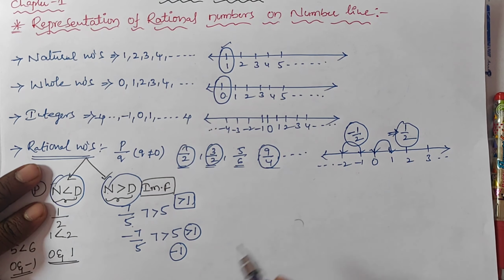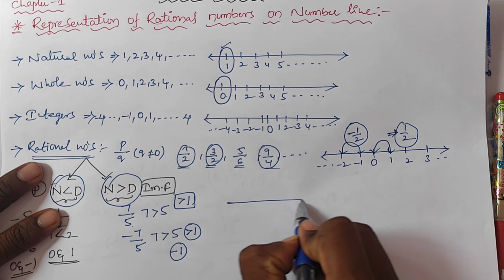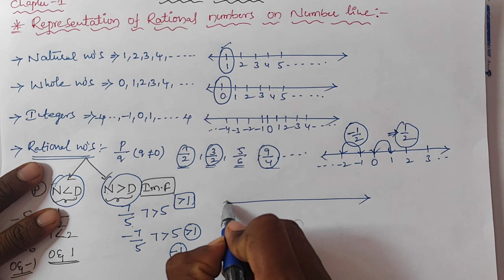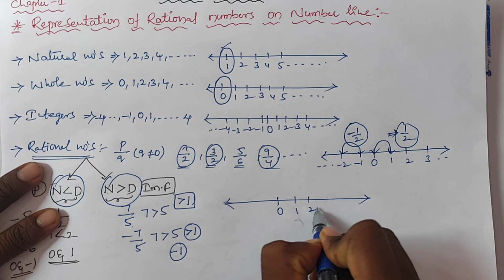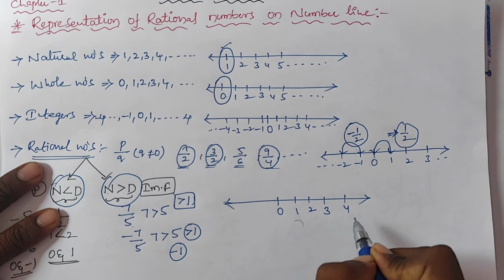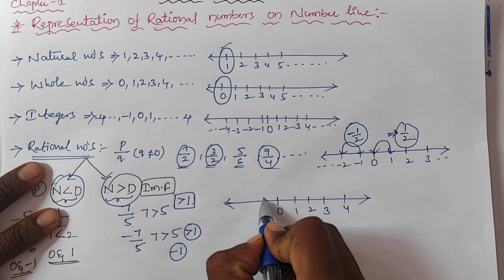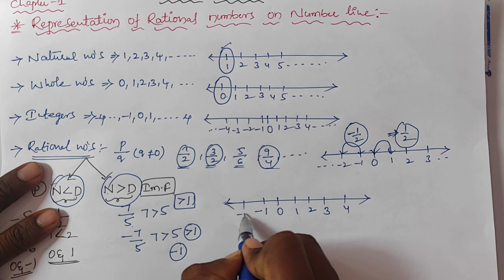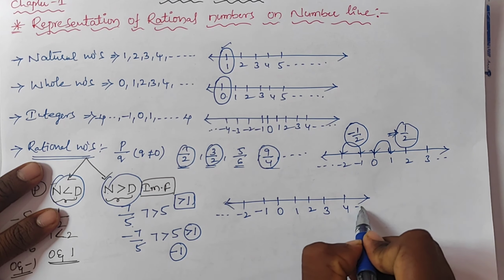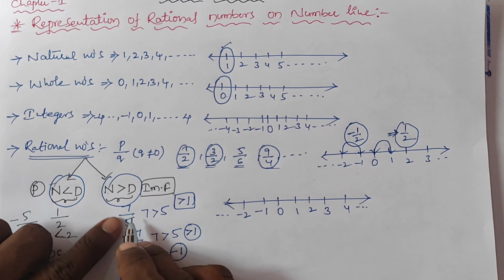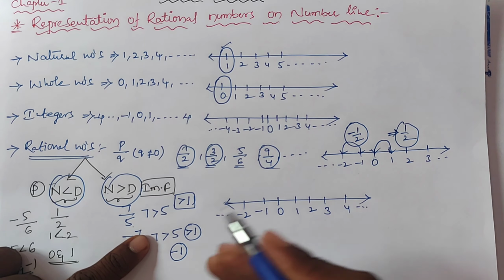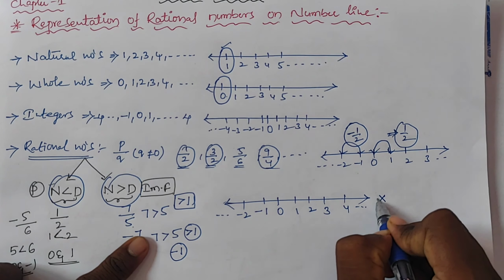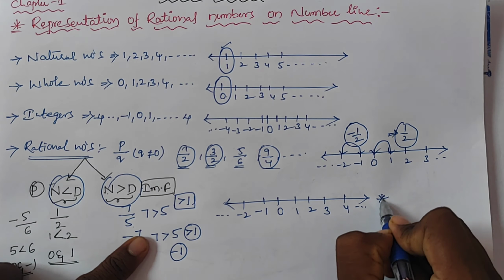How will you represent it on the number line? So drawing the number line here. 0, here 1, 2, 3, 4 and so on. On the left side we have negative numbers, minus 1, minus 2 and so on, isn't it? So 7 by 5 is an improper fraction, so the number is definitely greater than 1, isn't it?